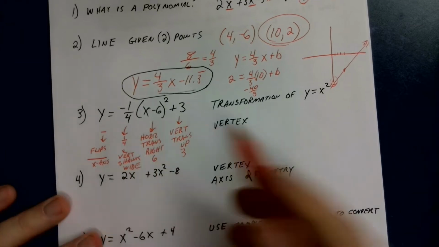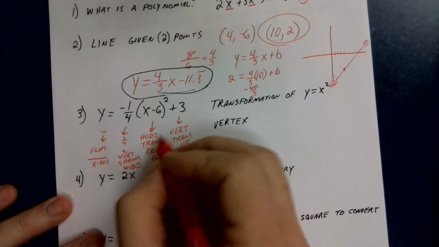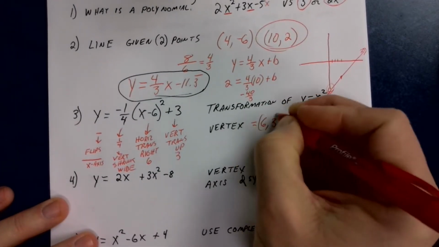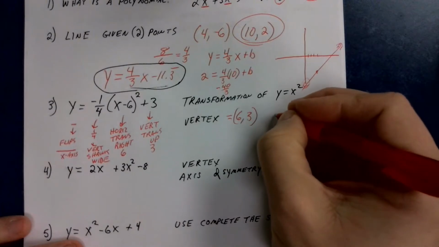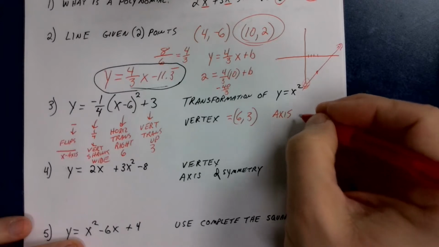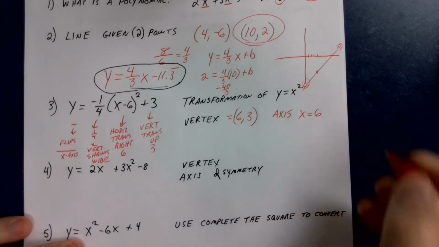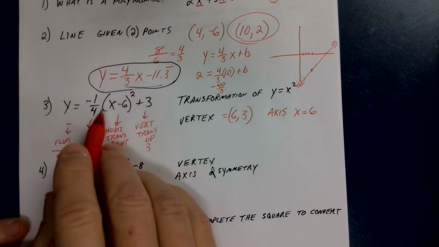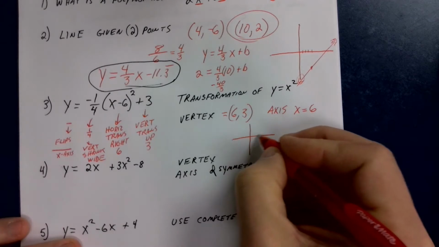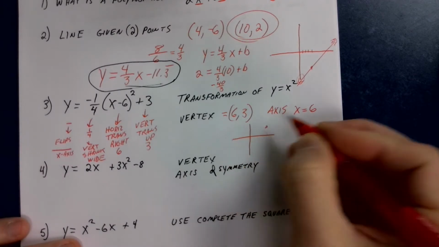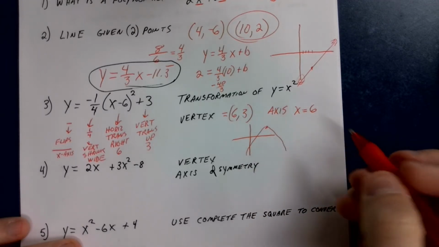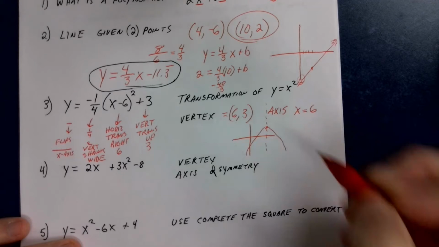We know that because of this translation, the vertex for this one is equal to (6, 3). That means the axis of symmetry, which splits this thing into 2 equal parts, is at x equals 6. Again, because it's a parabola, it looks like this. Let me do a quick little sketch. So (6, 3) is right there, it opens down, and it's wide like this. The axis of symmetry is that line right there.